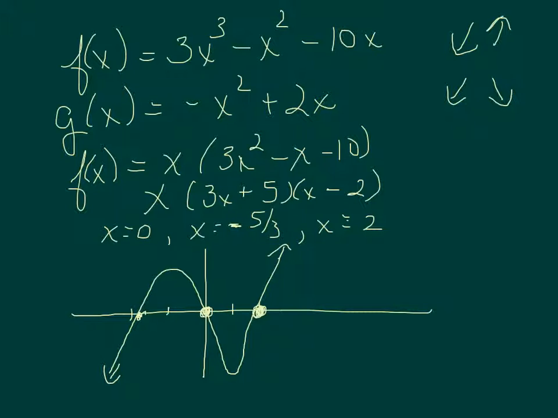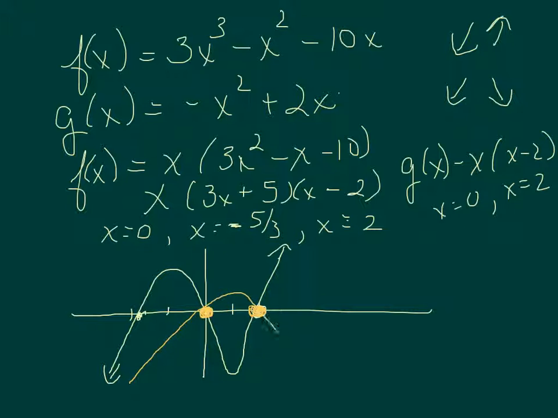Now the other one is a parabola. For g of x, I'm going to factor out a negative x, and we will have x minus 2. So x is 0, and x is 2. Those are the zeros for g of x. And g of x is going to look something like this, and down here somewhere, they're going to intersect again. So we've got to figure out where they intersect. We've already found 2 intersection points because they have the same zeros.